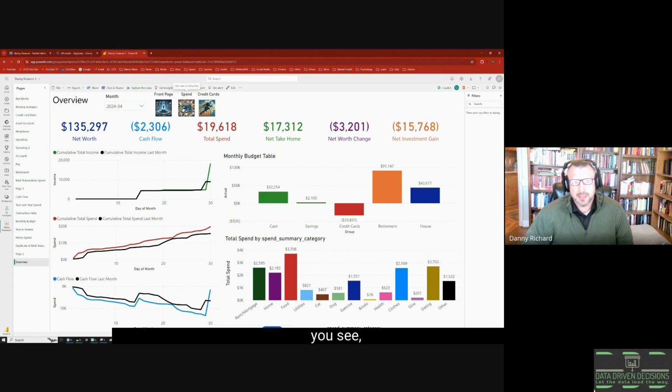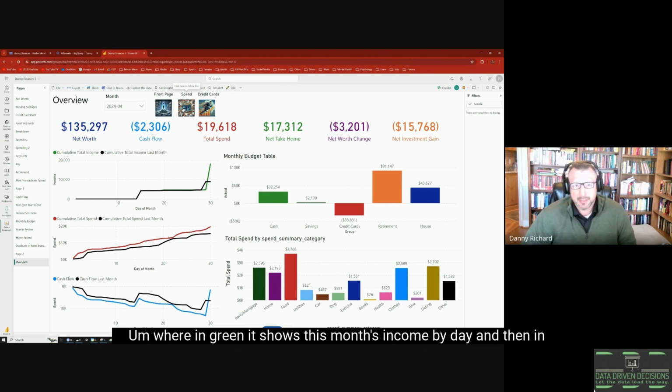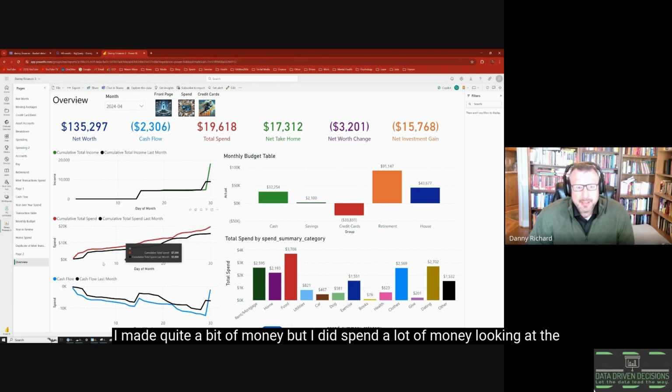To the left, you see the cash flow plots, starting off with month over month income, where in green it shows this month's income by day, and then in black that's last month's. So I get paid twice a month, on the 15th and on the 31st, but this month I did get a bonus right at the end of the month, and I made quite a bit of money, but I did spend a lot of money.